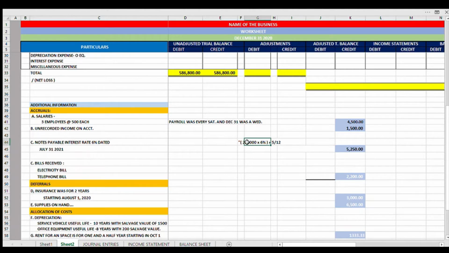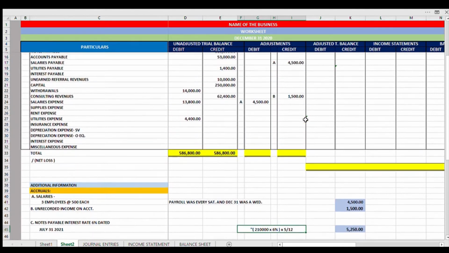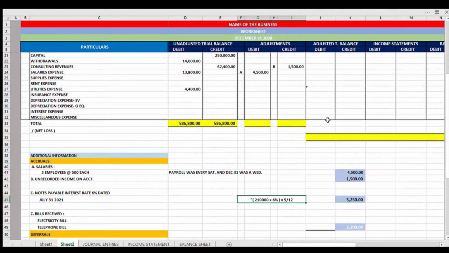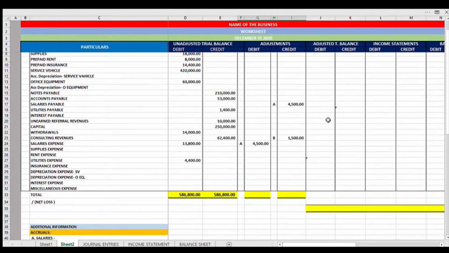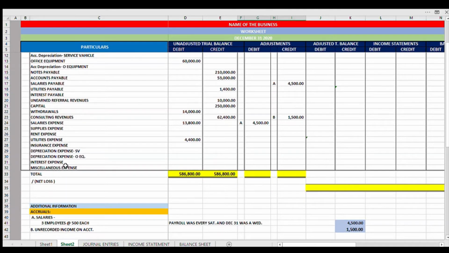So that's how it is, just to have an idea how did we get the amount for this one. Okay, yan, so 5,250. So we will now enter this into the worksheet. Okay, so ang ating kinuha ay interest payable. Okay? And interest expense. So, under the adjustment, no, we will now record this.